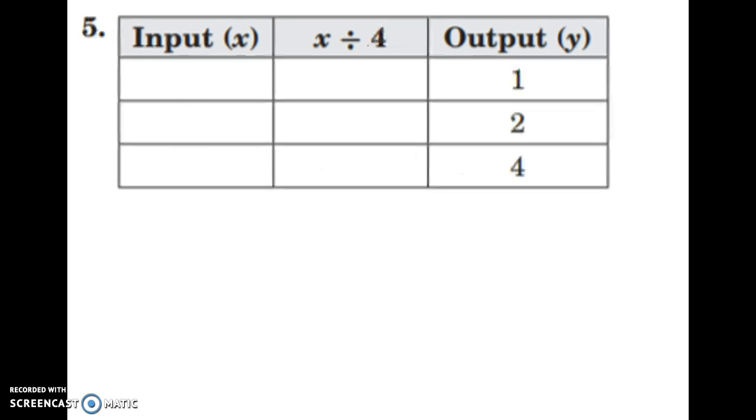Here we go with input-output table number 5. Notice this time, they did not give us any x values. Next, we have our expression x divided by 4, and this time we have our outputs. So when we see this, the key thing that we want to do is work backward. And by working backwards, we're going to be able to come up with an x value. This one takes a little bit longer with a little bit of extra work, but we can do this.